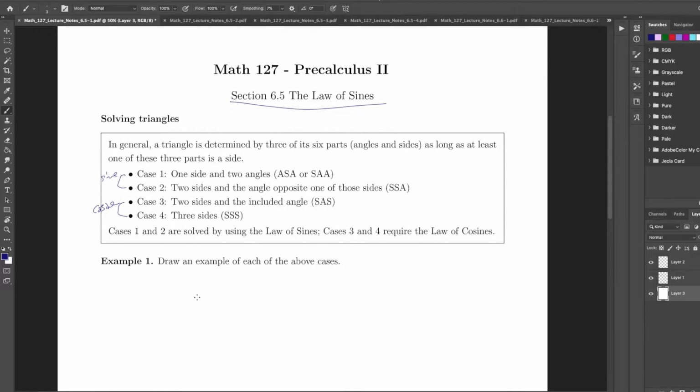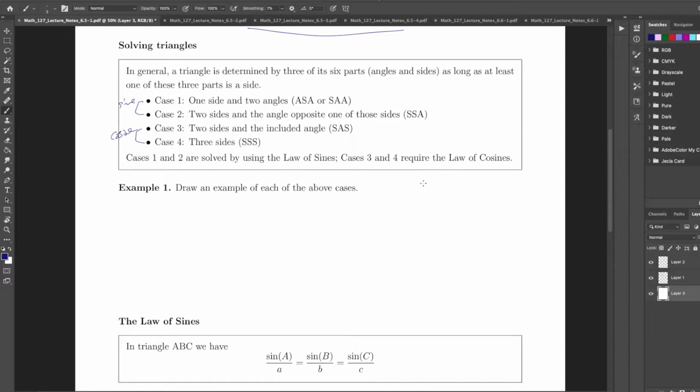Okay, so let's actually draw these cases. What do I mean by ASA and SSS, SAS? So here we have case 1. In case 1, I know 2 angles and a side.